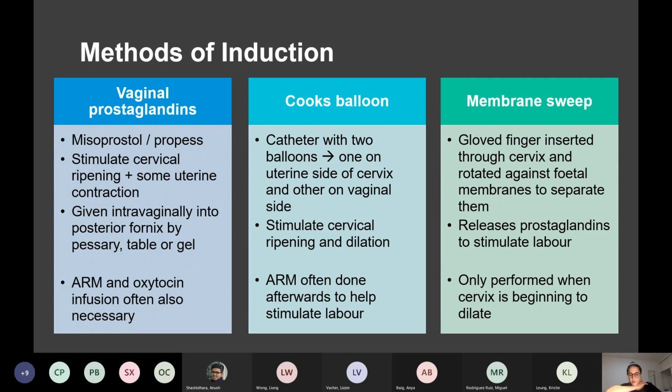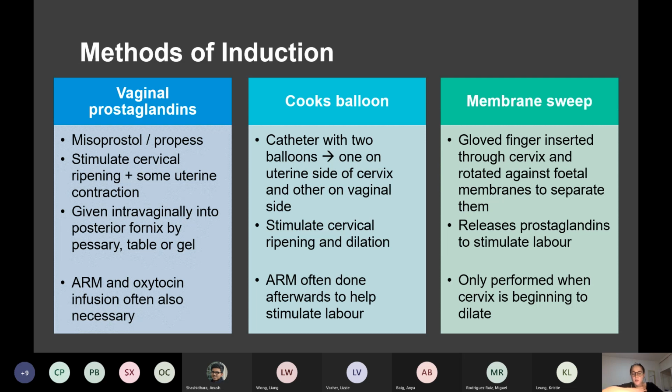And quite often you need artificial rupture of membranes, that's what ARM stands for, and oxytocin infusion to be used alongside them. So quite often, although giving Propess will start ripening, it won't do much else. It might start ripening the cervix, and then you need to do something else to get it moving.